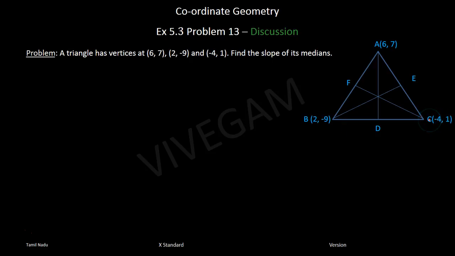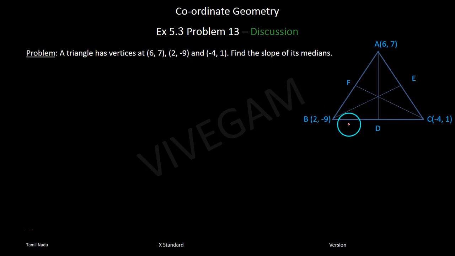Okay. So they are asked to find the slope of the median. A median is a line joining a vertex to the midpoint of the side opposite to that vertex, right? So let the midpoints be D, E, F. So the medians are AD, BE and CF. Okay. So how will you find the slope? To find the slope, you have to have the 2 points. So first step will be to calculate the midpoints of BC, AC and AB using the midpoint formula.